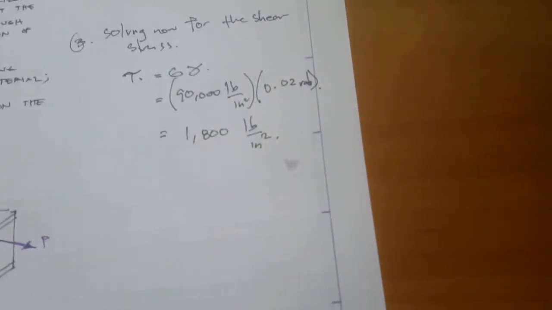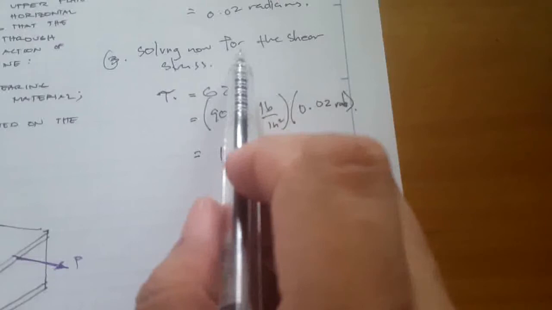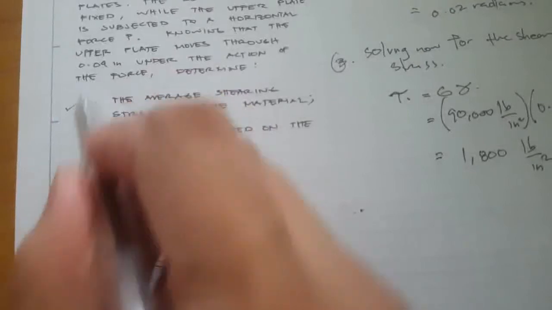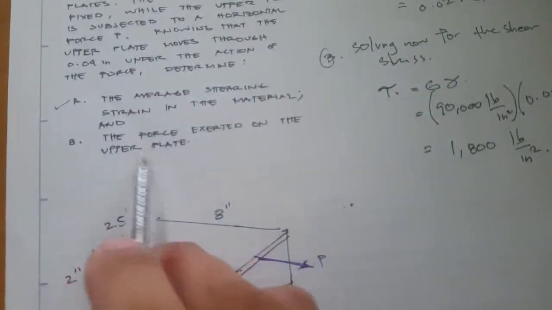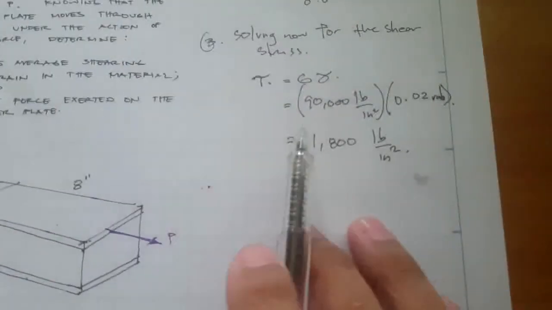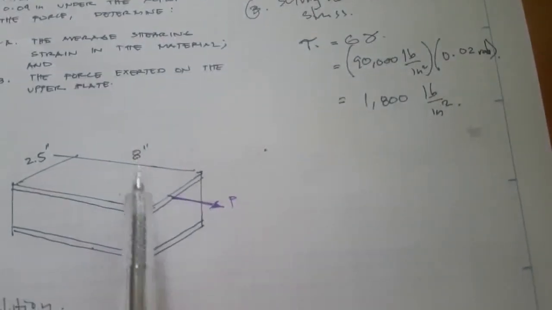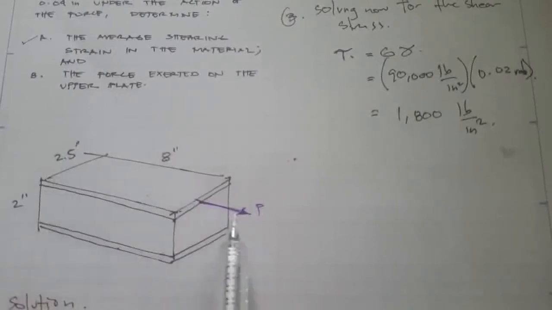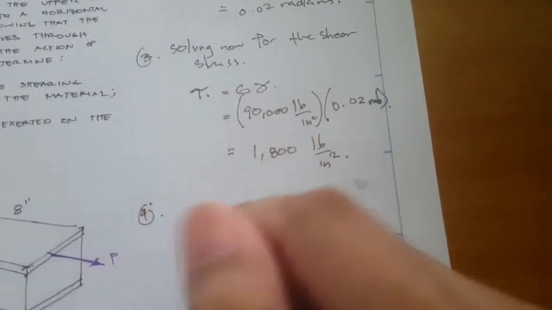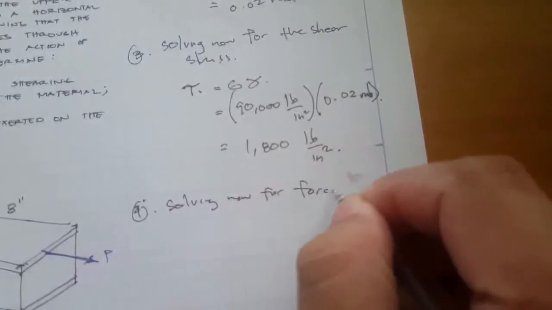Okay, so now we have this average shear stress, then I think we have solved this letter A. And to solve for force P, of course, we need this shearing stress, because once you have the shearing stress and you have the area, the area that refers to 8 times 2.5, we can solve for P. Okay, so solving now for force P.